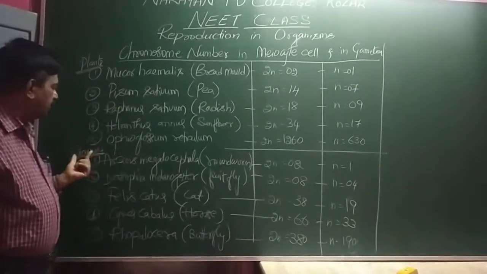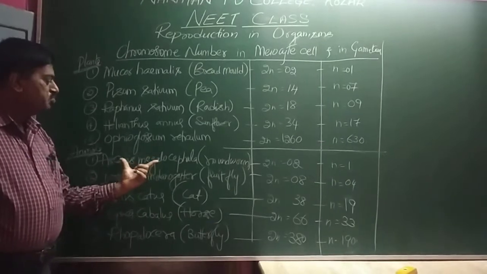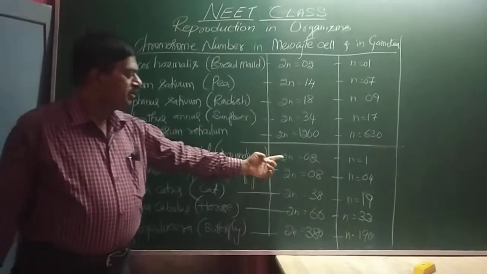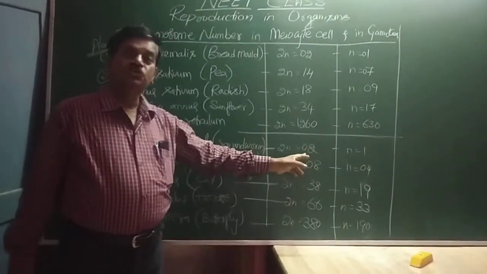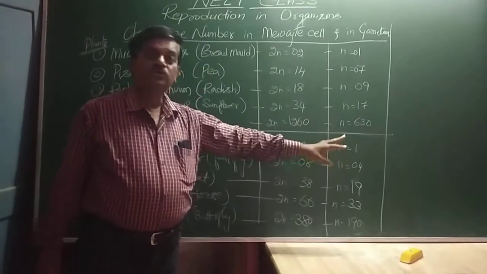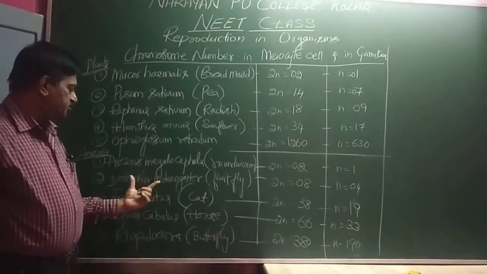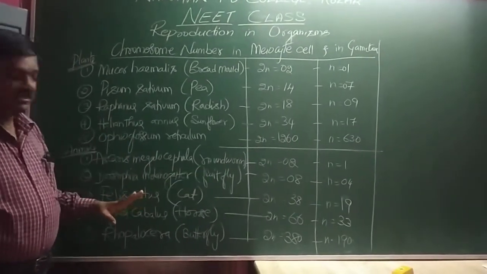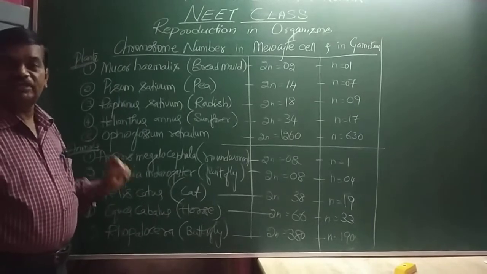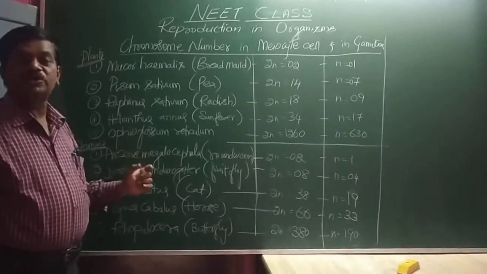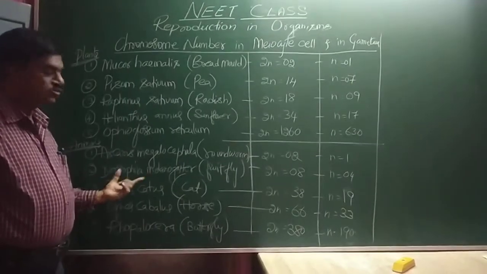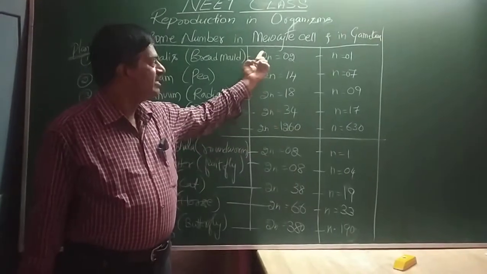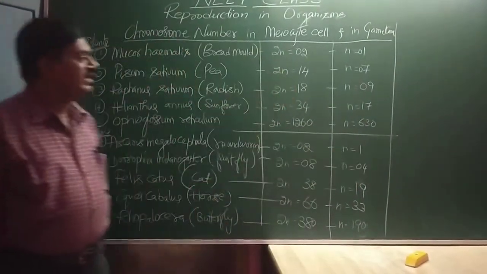We'll go for the animal examples. Ascaris megalocephala, commonly called roundworm. In this animal, the chromosome number is least, which has 2n equal to 2, where n is equal to 1. The second example is Drosophila melanogaster, commonly called fruit fly, or we use the word Cinderella of genetics because a lot of genetic work is done on the fruit fly, which has chromosome number 8 in a myocyte cell and n is equal to 4 in the gametes.